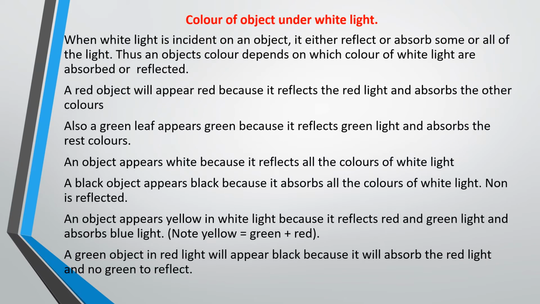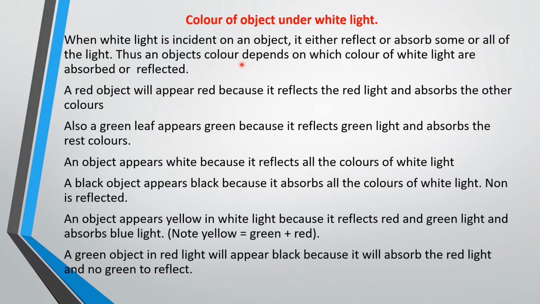So when white light is incident on objects of different colors, the color that is seen depends on what the object reflects. Okay, so when white light is incident on an object, it either reflects or absorbs some or all of the light.